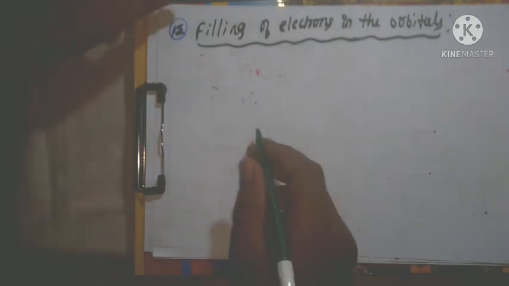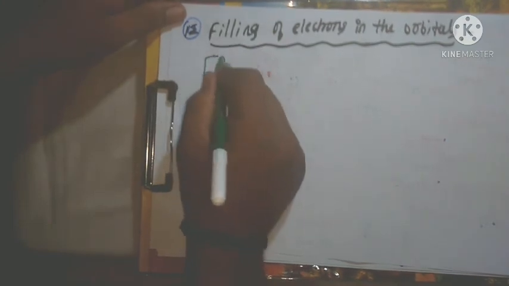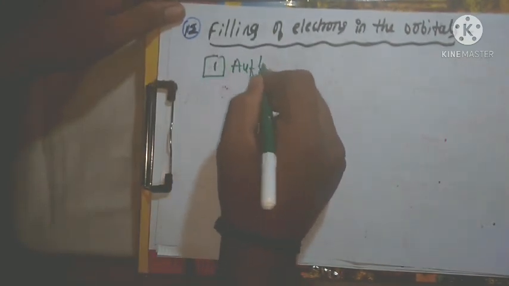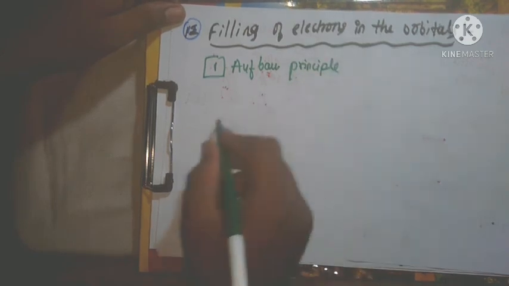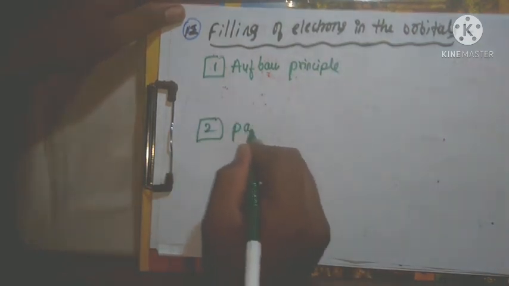3 rules are there. It is very, very important for theory also, right? What are the 3 rules? For filling of the electrons in the orbitals, we have to follow the 3 rules. What are those? First one is Aufbau principle. Second one is Pauli's exclusion principle.